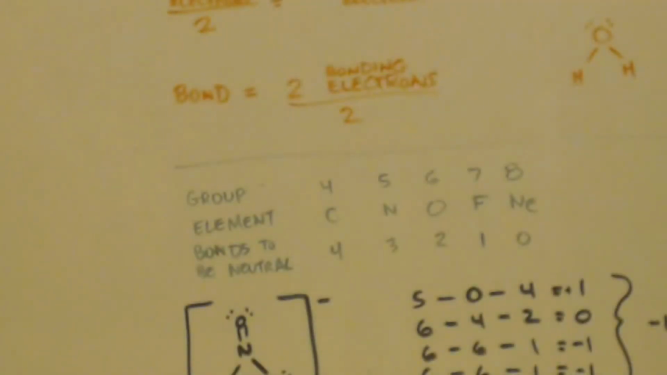A lot of people just memorize how many bonds it should have. And the way they do that, right, oxygen, you obviously would think of water. It's H2O. Oxygen wants 2 bonds.